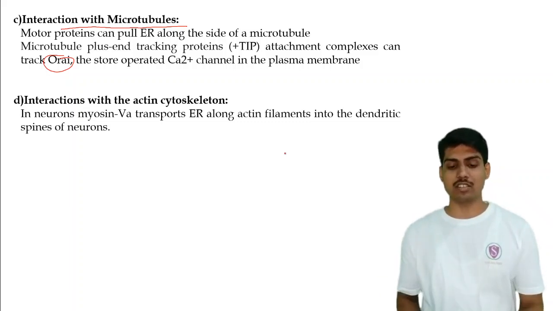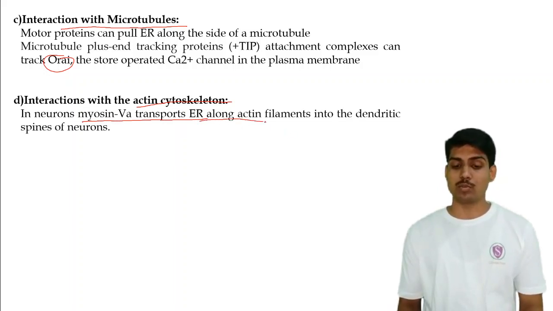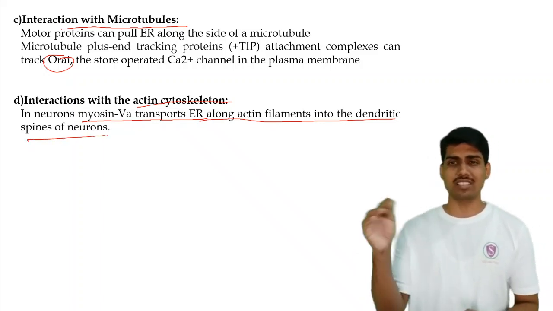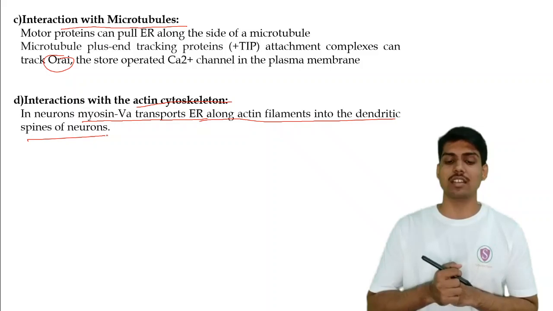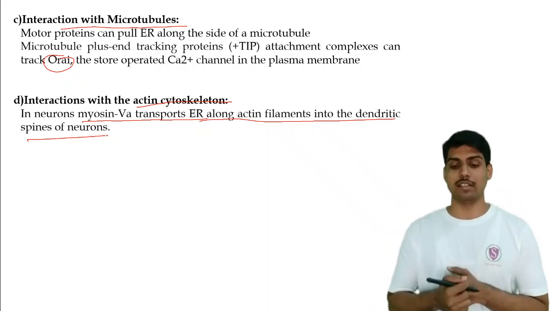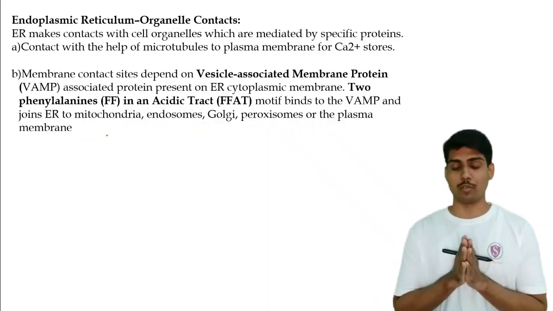The next is the interaction with the actin cytoskeleton. Actin is present in the cytoskeleton, and it is mostly present in neurons. Myosin 5 transports the endoplasmic reticulum along the actin filaments towards the dendritic spines of neurons. So inside the neuronal cells, this endoplasmic reticulum interacts with the actin cytoskeleton. So these are the parts related to the structure of the endoplasmic reticulum.